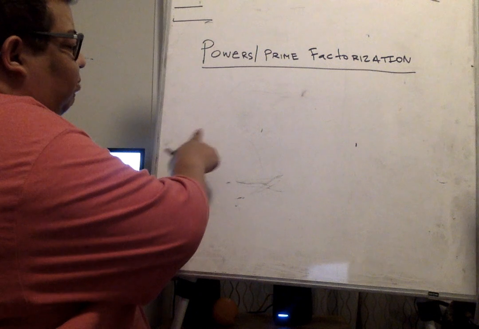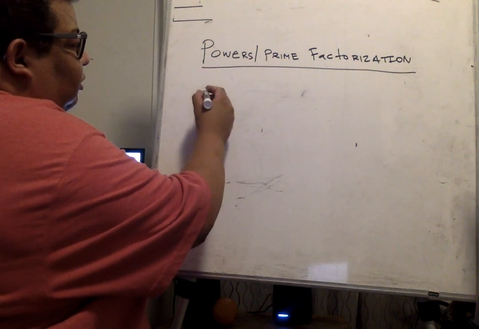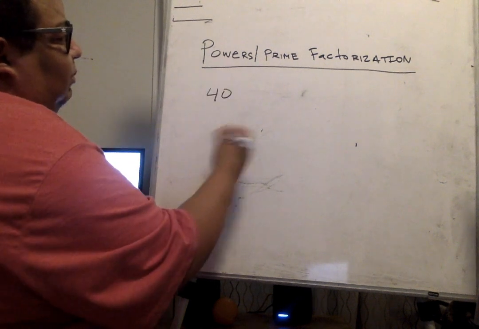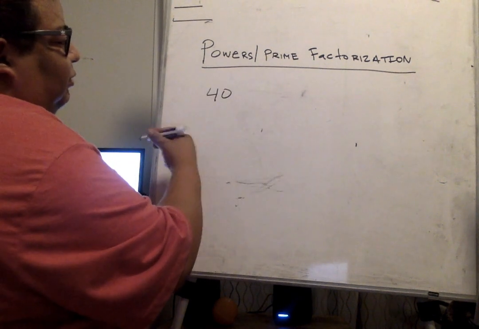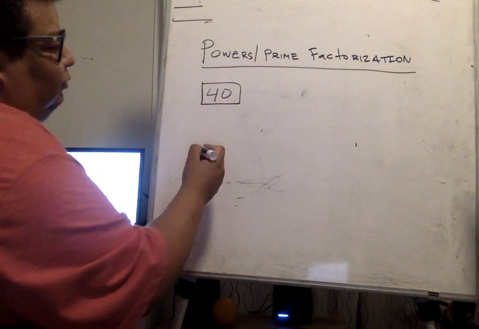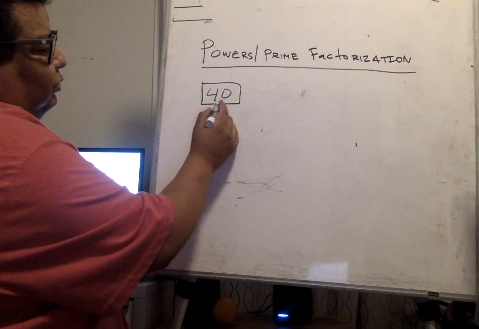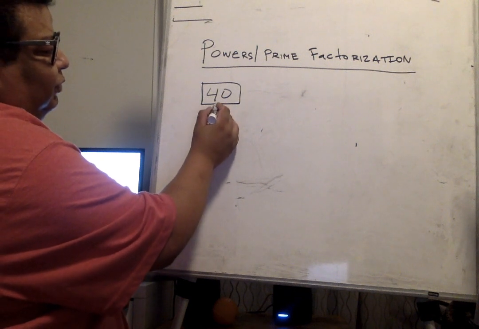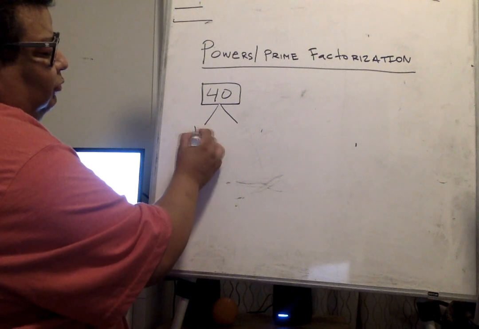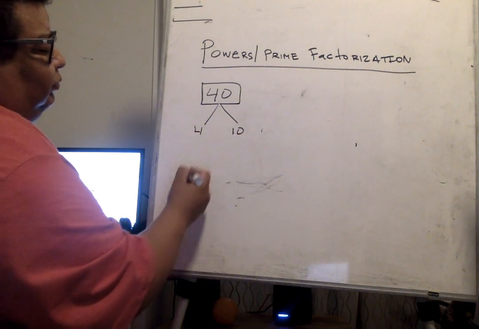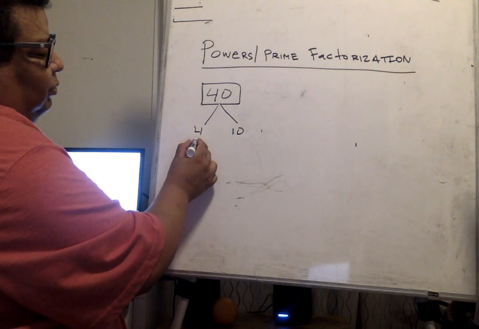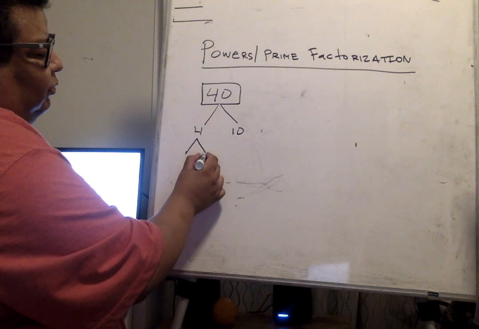So any composite number like 40, for example, can be prime factorized. How do you do it? You can construct a tree, okay? So you start with 40. Then you find two numbers that multiply together gives you 40. For example, 4 and 10.